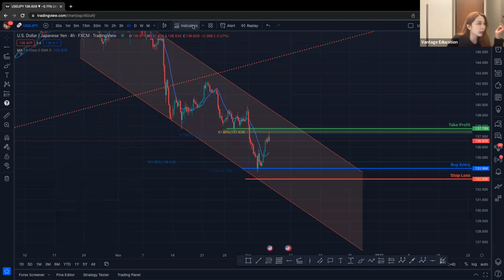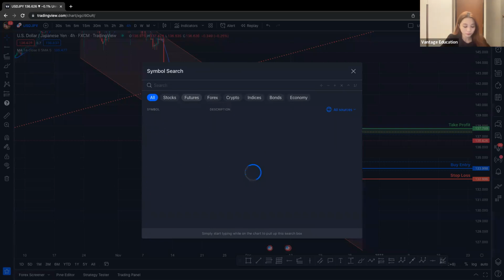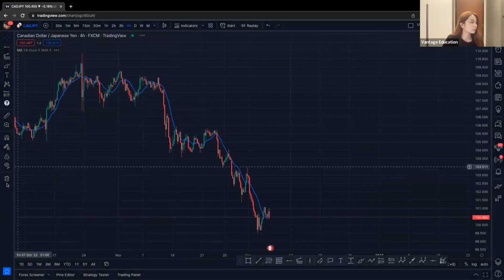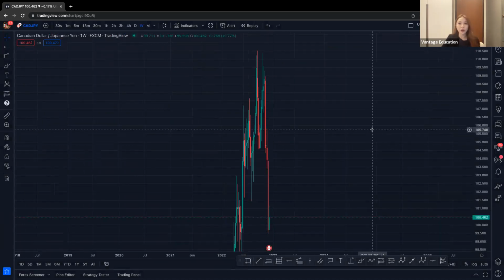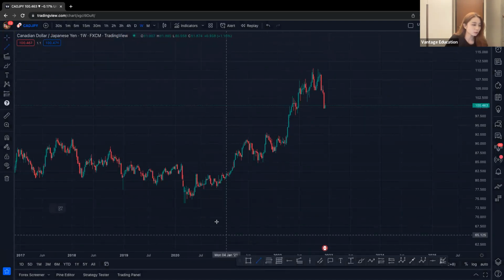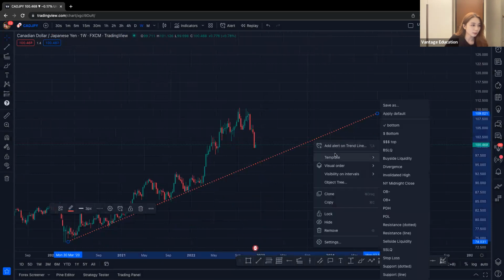Okay, let's look at what else we have to look at. Let's do something that I haven't done this week. CAD yen. All right, let's look at the weekly chart. Upward moving as per normal for yen pairs. Okay. And then we have reached a high that is dropping down right now.